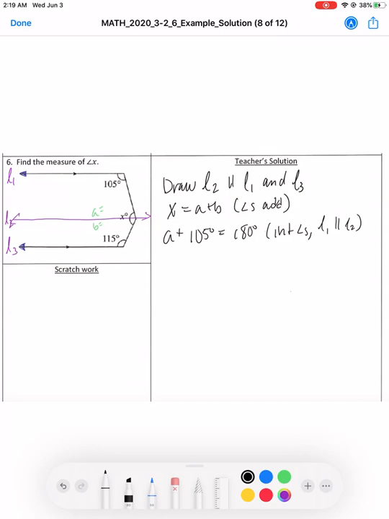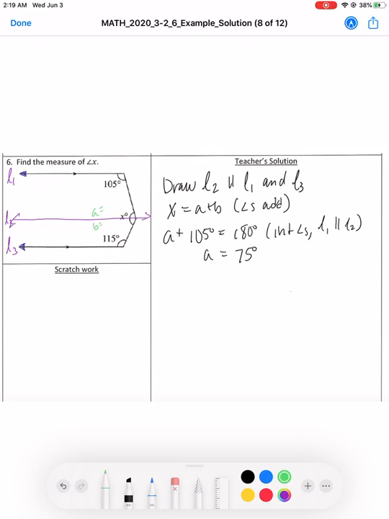Okay. Now same thing with B. B has a relationship here. But before you forget, let's solve for A. So subtract 105. That means that A is equal to 180 minus 105, which is 75 degrees. So A is 75 degrees.